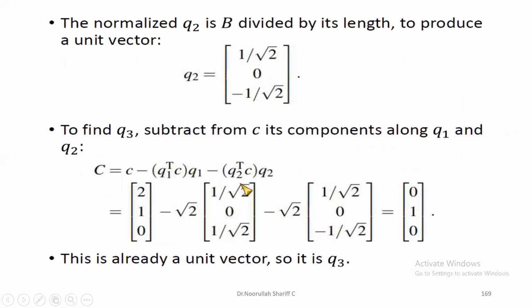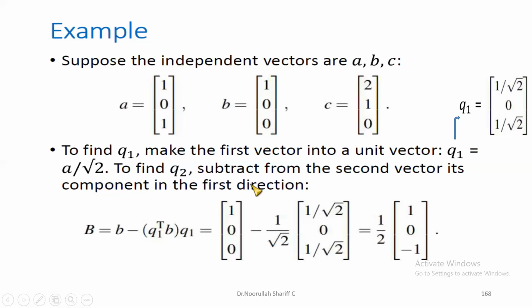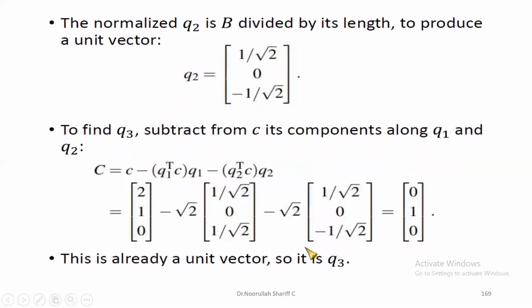Then Q2 transpose c. Q2 is this, take the transpose of this, 1 by root 2, 0, minus 1 by root 2, multiply it by the value of small c. Small c is written as 2, 1, 0, that is to be multiplied. Then again you will get the value root 2. That is multiplied by the value of Q2, and Q2 is again this itself. So if you simplify this overall, you will get 0, 1, 0 as the value of C.